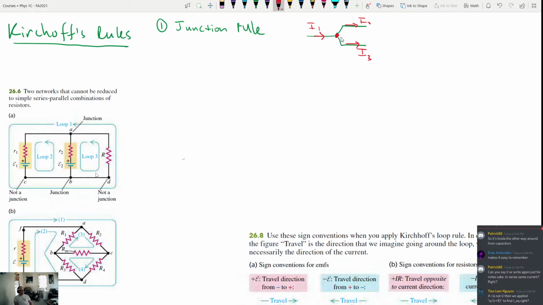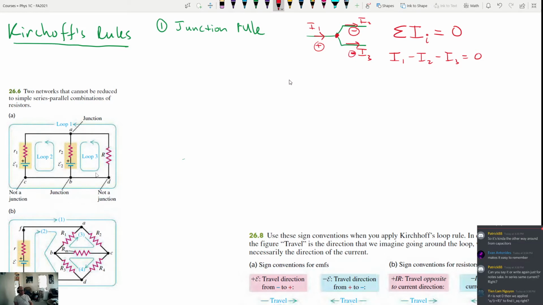we know that the sum of all of these currents has to add to 0, and we're going to use the convention that inward flowing current is positive, and outward flowing current is negative. The junction rule says that if I sum every single current, I'm going to get 0. The only way you can add things together and get 0 is if some of them are positive and some are negative. So in this case, that would be I1 minus I2 minus I3 is equal to 0. Again, current that comes in is positive and current that goes out is negative.